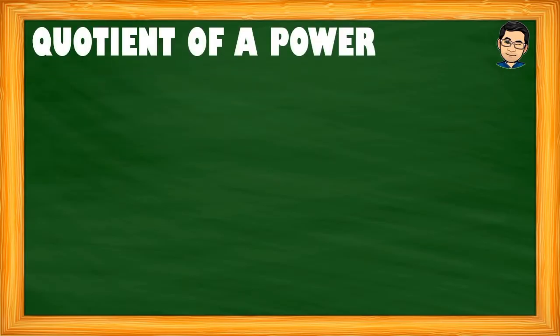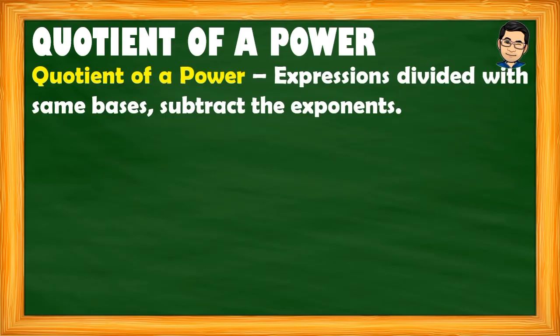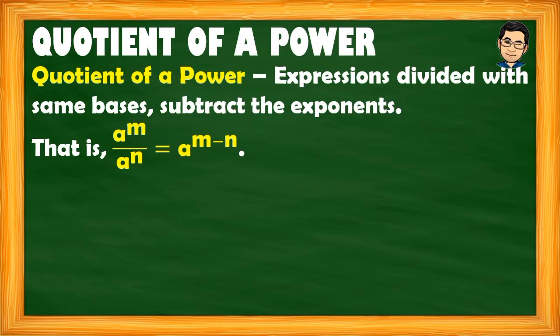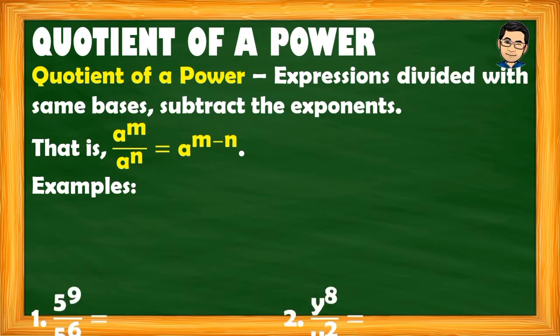So, let's have the next law, which is quotient of a power. Quotient, this is the result when two numbers are being divided. Quotient of a power: expressions divided with same bases, subtract the exponents. So, kung sa product of powers, we add the exponents of same bases. Dito naman, sinusubtract natin exponents with same bases. So, that is a raised to m all over a raised to n equals a raised to m minus n. For you to be able to understand, let's have the next given examples.